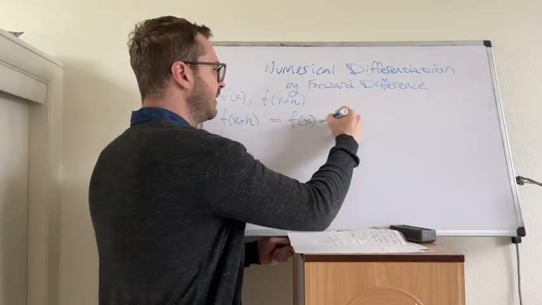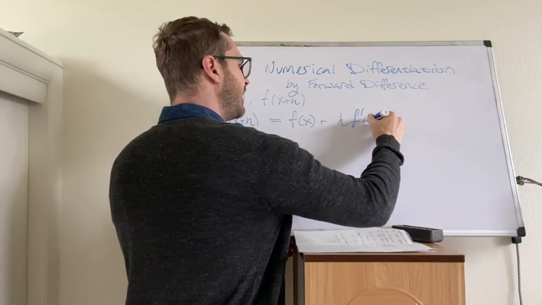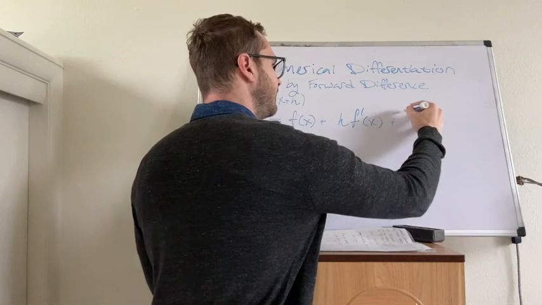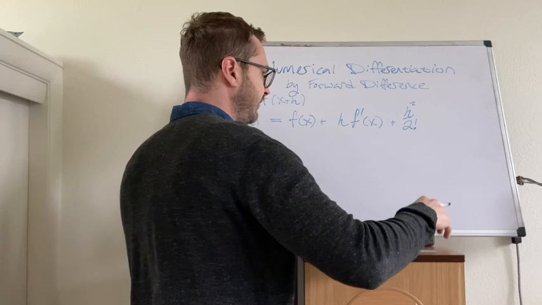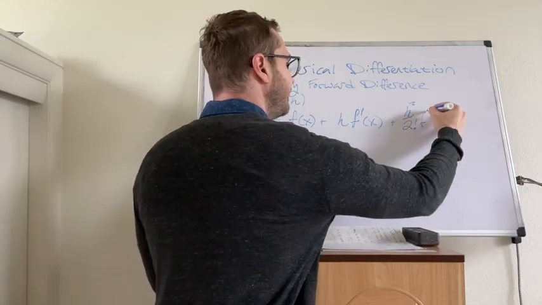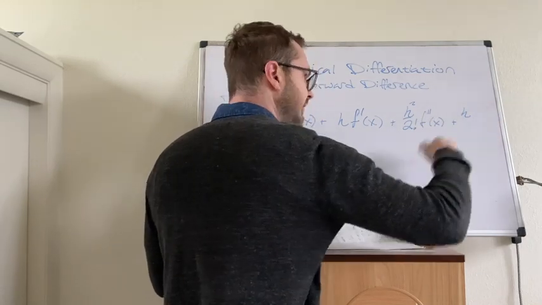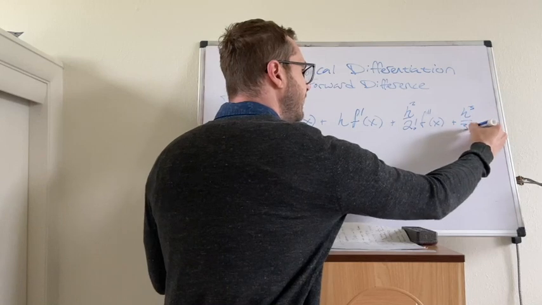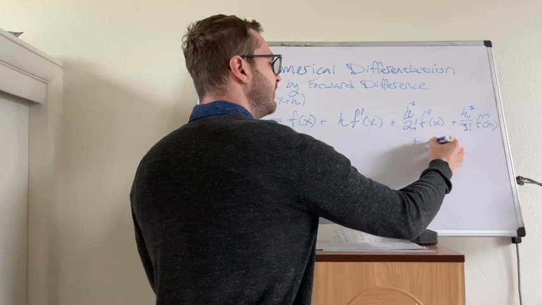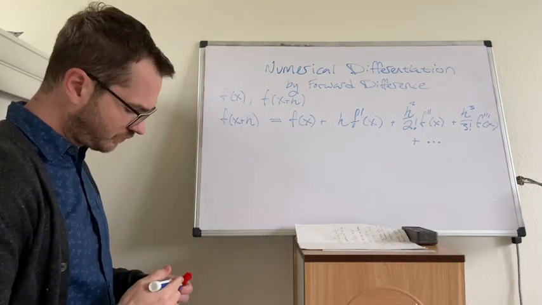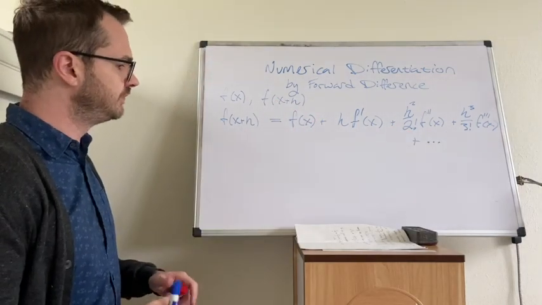It's f of x plus h times f prime of x plus h squared over 2 factorial multiplied by f double prime of x. I'm going to do one more. This is now h cubed over 3 factorial multiplied by f triple prime of x plus, and I'm just going to say plus dot dot dot. So this series goes on to infinity.